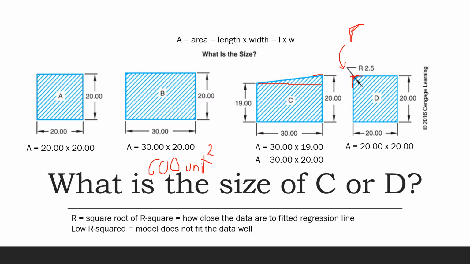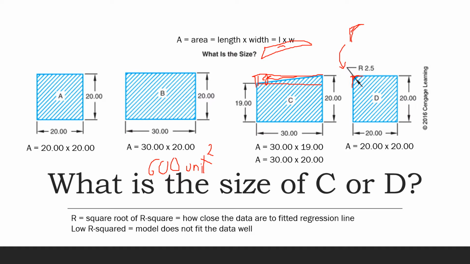So I'm going to draw this line, and I'm going to draw this line here. So you can see this little part right there, okay, about that much. So if you draw it, that's the area, okay, less than B. So therefore, the size of C is less than the size of B. So therefore, C is going to be less than 600 units square.